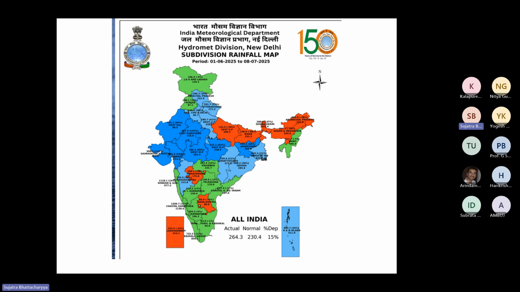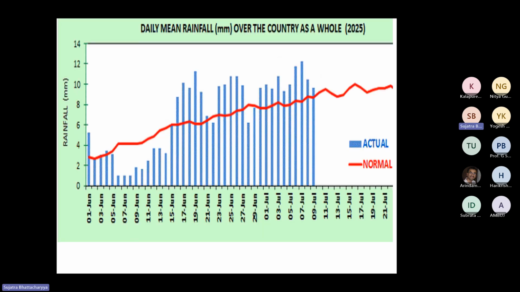If you look at the subdivisional average, I would say that except for two subdivisions in South India, and of course the Bihar region and northwest, northeast are the ones which are still below normal. So we are running at 15% above normal, which is very good. And you look at the time series, to me it's very impressive that from 15 June onwards, except for 2 days, it has always been above normal, and it may continue for some more time.